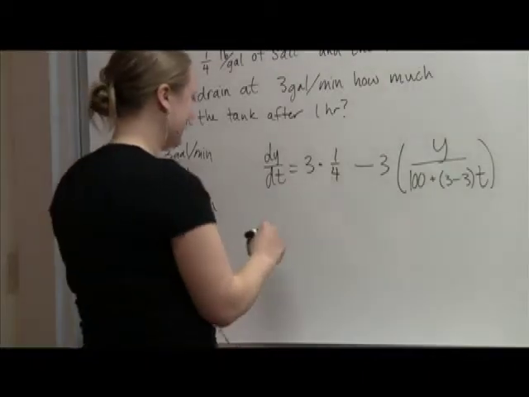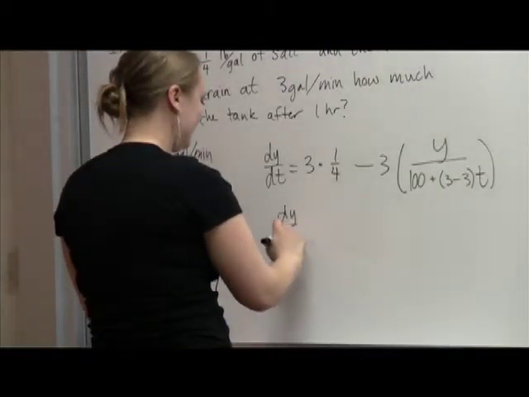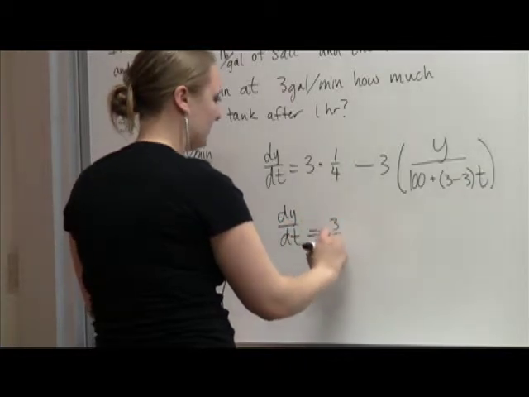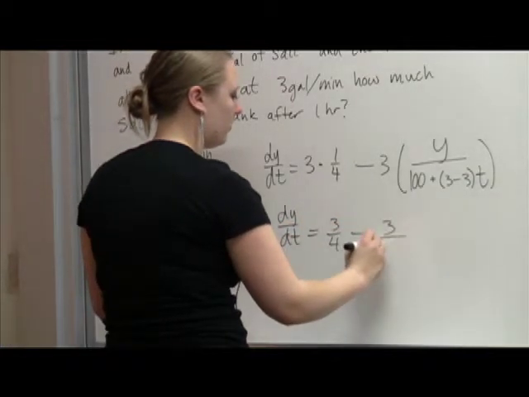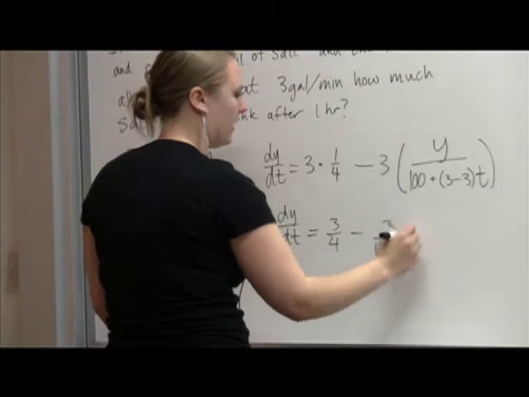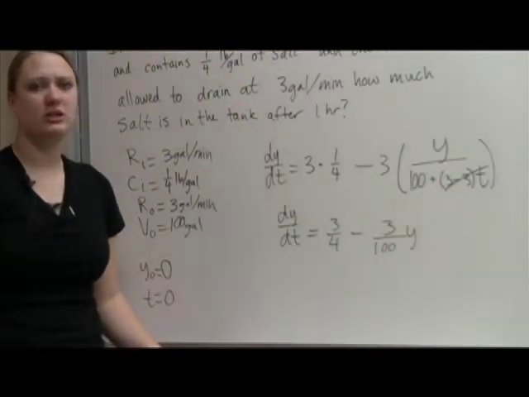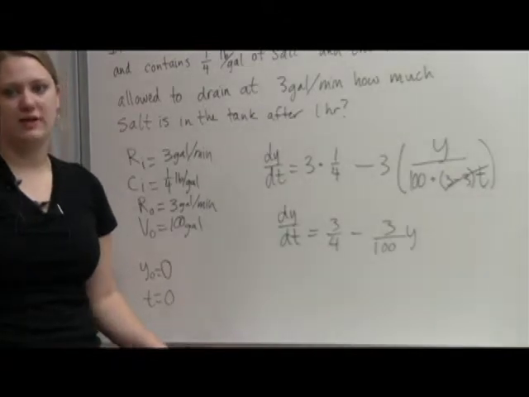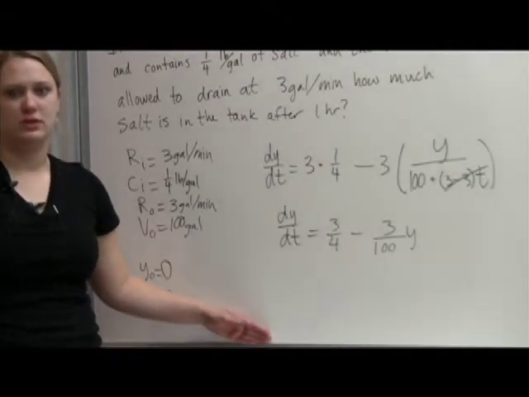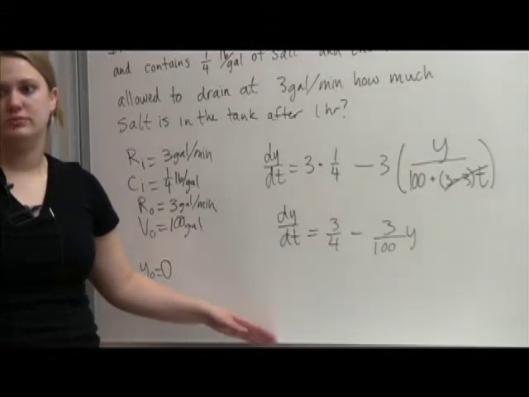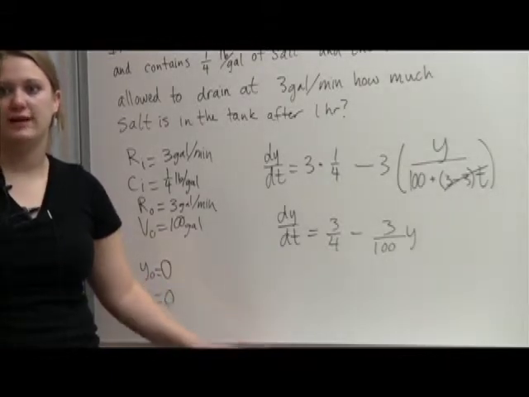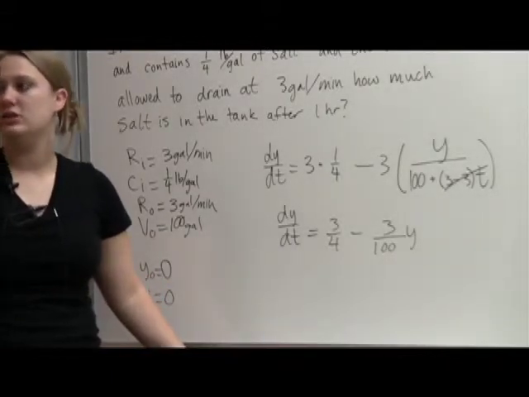I'm just going to keep going. So I have dy dt equals 3/4 minus 3 over 100 y. Notice that those cancel. I prefer integrating factor. You can use the integrating factor on every single solve problem. They're all linear first order equations, so you can always use integrating factor. Does that make sense? Yes, Jimmy.